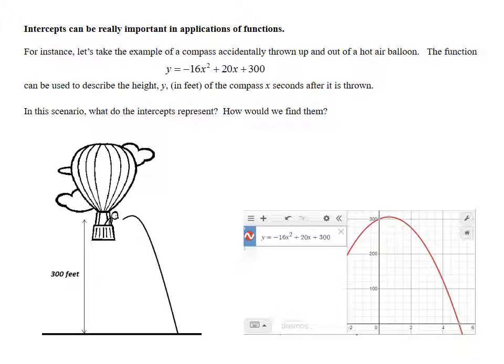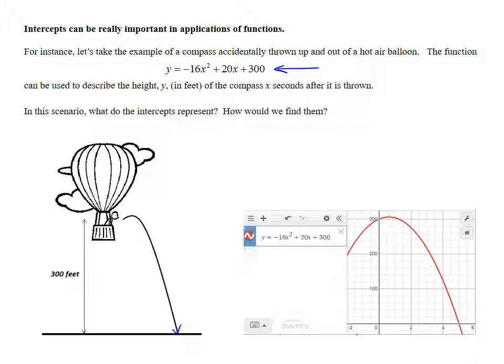Intercepts can tell us really important information related to applications. For instance, let's take an example of a compass accidentally thrown up and out of a hot air balloon. I have a picture below of a little stick figure in a hot air balloon. The function y equals negative 16x squared plus 20x plus 300 can be used to describe the height y in feet of the compass x seconds after it's thrown. Now, as you can see, it gets thrown and it heads down toward the ground in our picture.